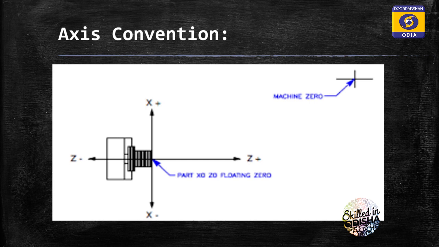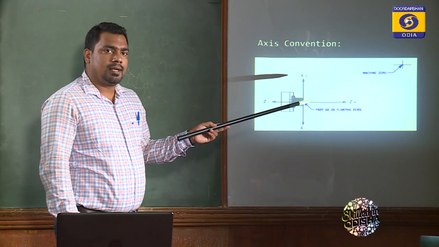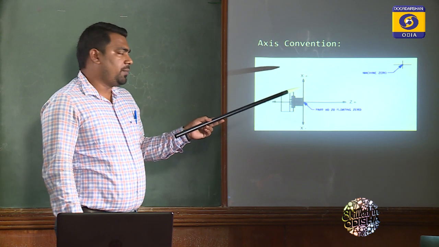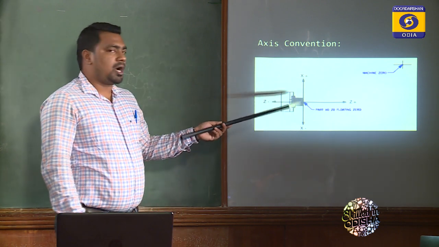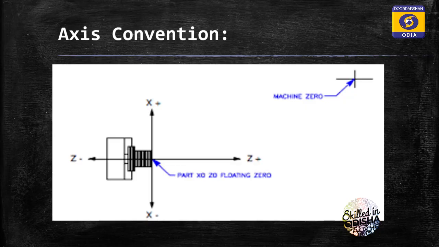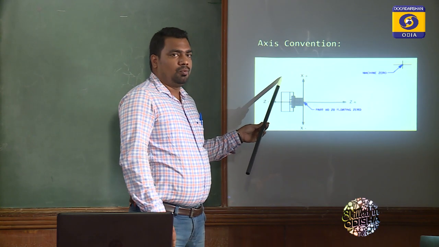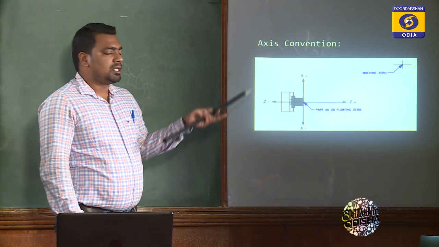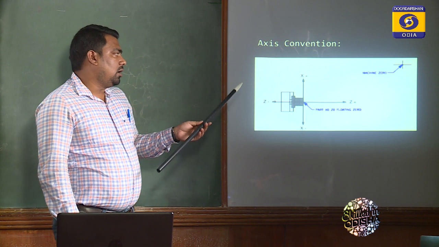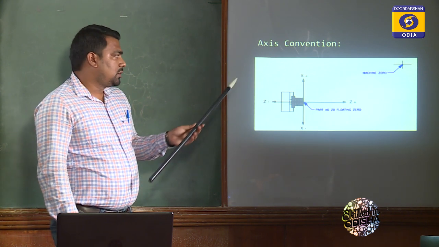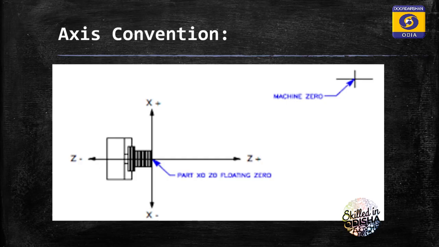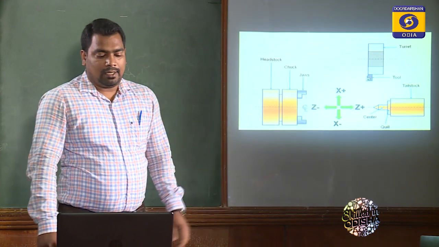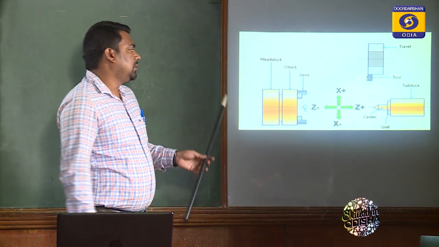Apart from the machine 0 point, which is previously defined, we have to define 2 other reference points. Those are the safety point and another one is part 0 or floating point. When the machine turret moves in this direction, we call it motion in the Z direction, and when the machine moves crosswise, we call it X axis movement. In this diagram it is shown clearly.